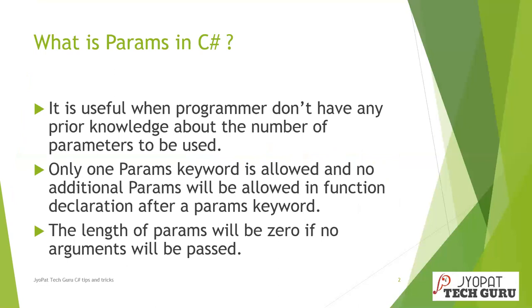Only one params keyword is allowed and no additional parameters will be allowed in the function declaration after a params keyword. The length of params will be 0 if no arguments are passed. If you are passing a number of arguments, it is going to count them and store them. Otherwise, it will be considered as 0.